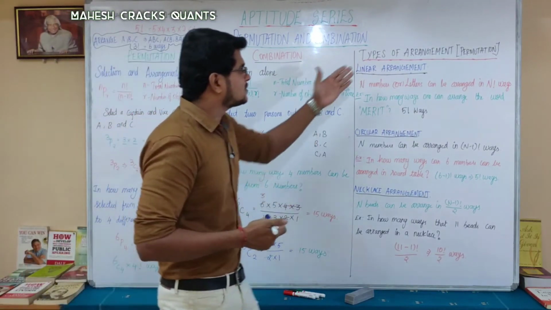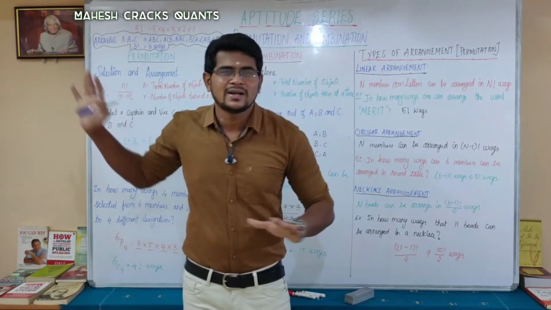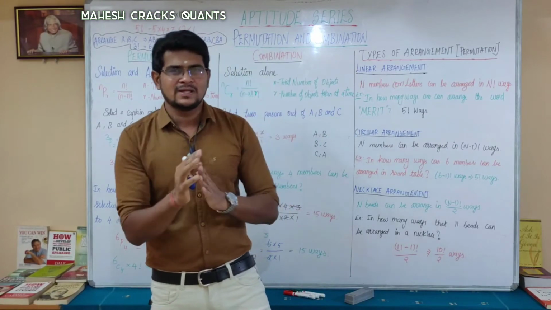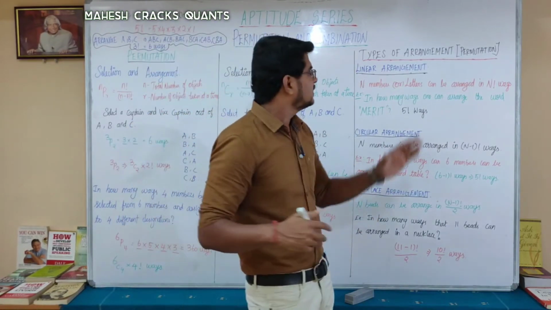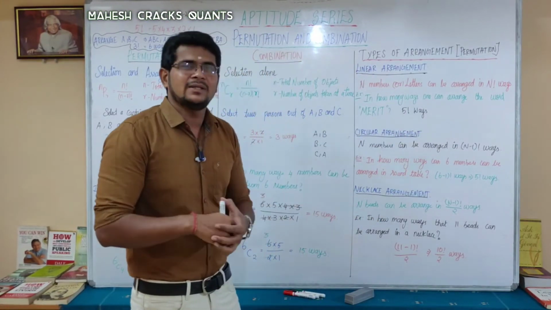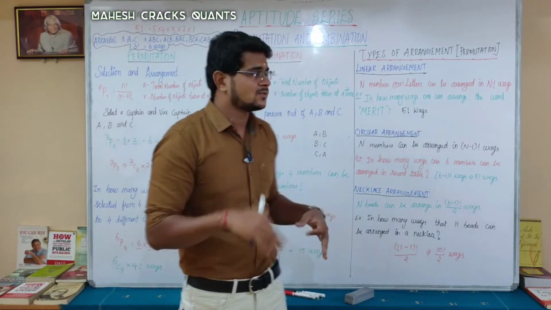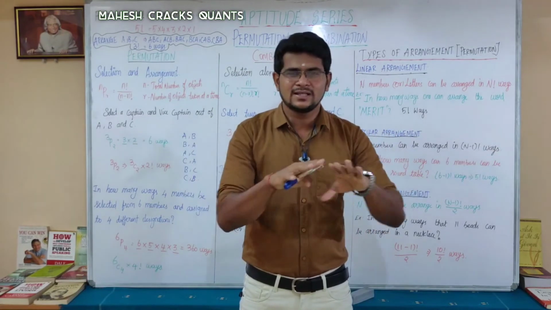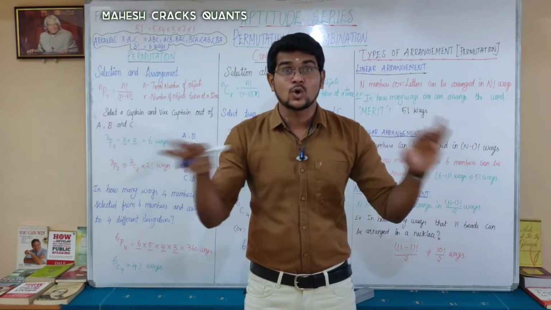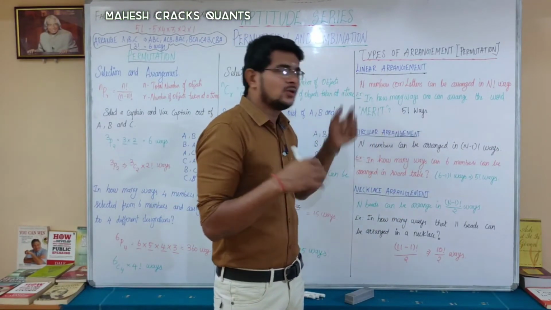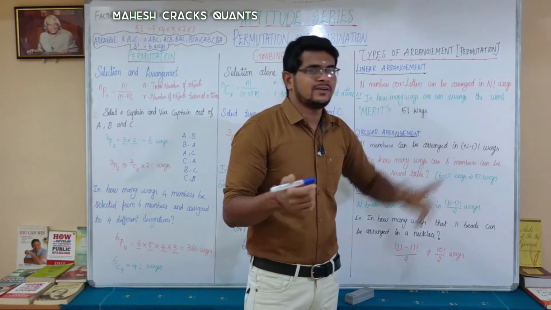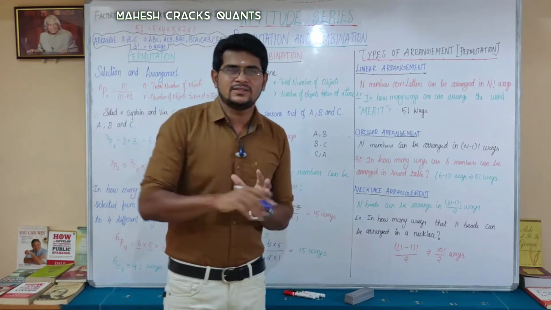Before that, there are types of arrangement. I told you arrangements. Arrangement means we are assigning different places to a particular crowd. Here arrangement can be done in 3 different types. The first type is linear arrangement. Linear arrangement means we are arranging people in a line, in rows. N members or n letters can be arranged in n factorial ways. That is what we saw.